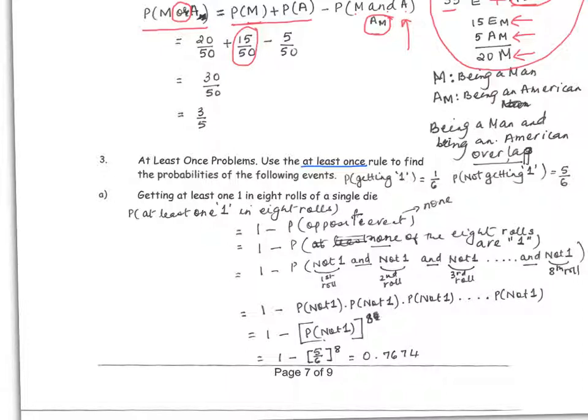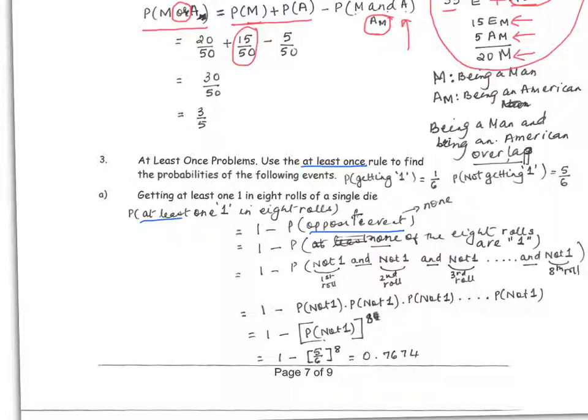So the question says, what is the probability of getting at least one 1 in 8 rolls? So we're going to roll the die 8 times, and we're trying to figure out the probability that there is at least one 1 in 8 rolls. That is equal to 1 minus the probability of the opposite event. The minute you see the words at least, use the at least rule.